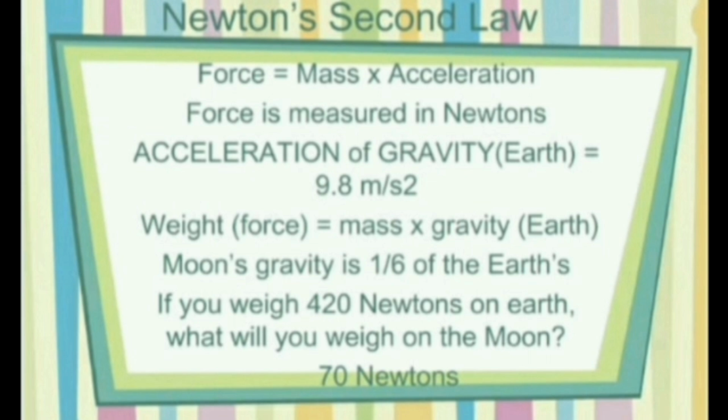Acceleration of gravity on Earth is 9.8 meters per second squared. Weight means force: mass times gravity. The Moon's gravity is 1/6 of Earth's. If your weight is 420 newtons on Earth, what will be your weight on the Moon? The answer is 70 newtons.